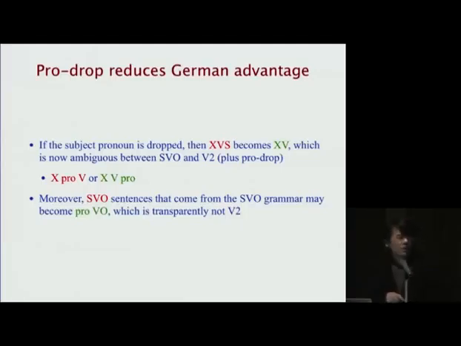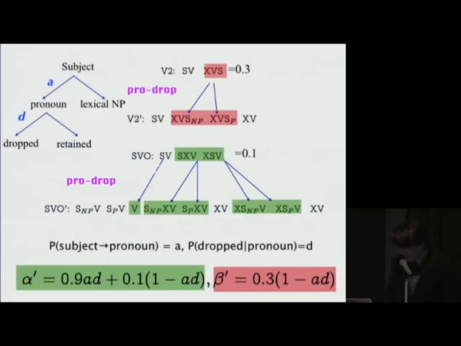Now, of course, if you have an SVO sentence and you give it pro-drop, well, then it actually would amplify the advantage of SVO grammar over V2, because if you drop the subject, the sentence becomes V1, which is transparently not V2. Okay? So between the two factors of this double whammy, the V2 grammar is going to lose out to the SVO grammar.